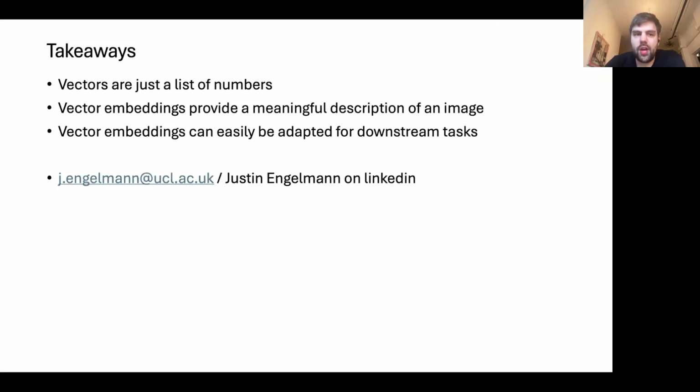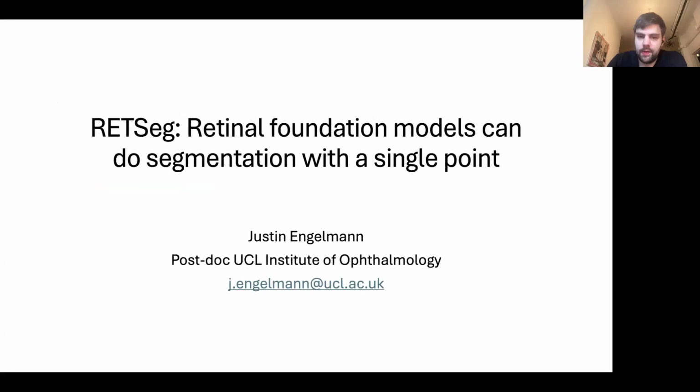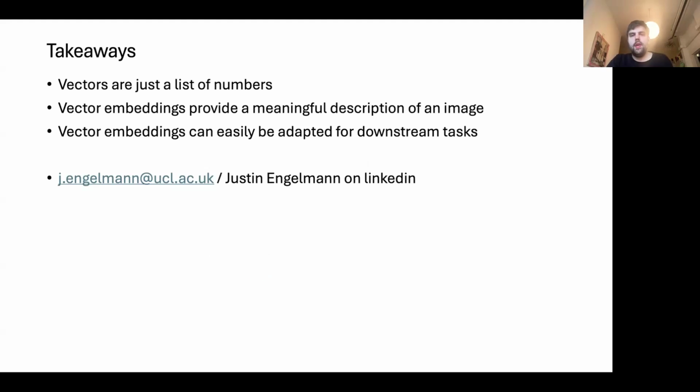So I hope you took away that vectors are just a list of numbers. Vector embeddings provide a meaningful description of an image, even if it's not humanly interpretable, and we can easily adapt them for various downstream tasks. I have a second application of something I'm currently working on, but maybe a brief pause before this. Does anyone have any questions on what we've covered thus far?